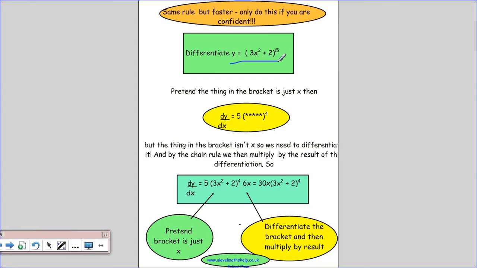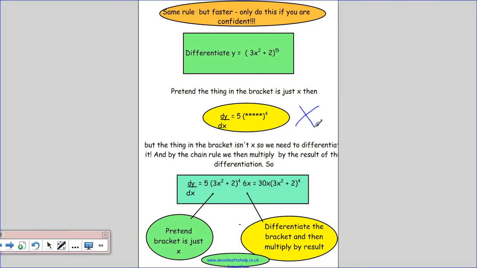I look at it and I say, actually, I'm just going to pretend that in here, this is just x. I'm absolutely in denial that this is a difficult question. All I'm saying is, okay, what would I do if it was x to the power of 5? Well, I would multiply by the 5, and then I'll take 1 from the 5 to give me 4. But the thing in the brackets wasn't just x. So, this is just rubbish. This is not my answer.